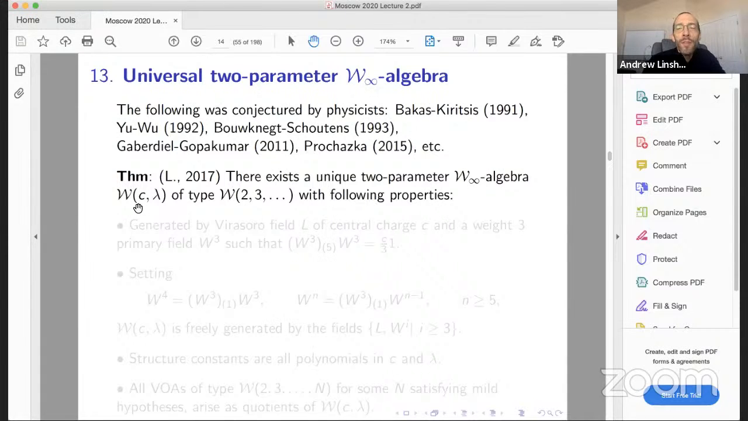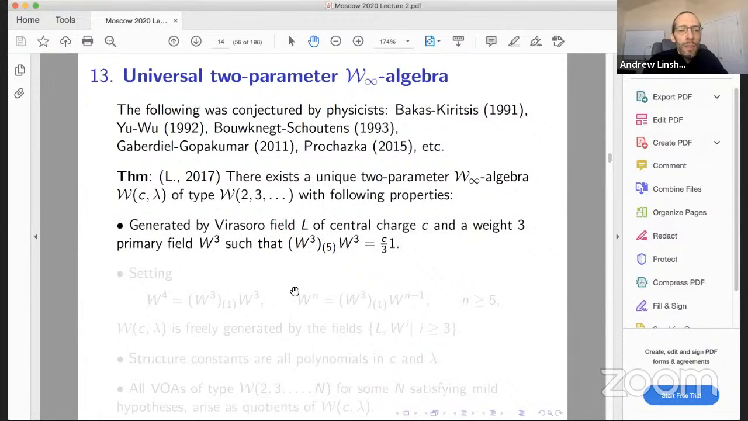My parameters are slightly different. There are some reasons why I chose my lambda parameter to be not quite the same as the one that is traditionally used. It's more suitable for working over polynomials and applying methods of commutative algebra. It's also more suitable for showing that the algebra exists than the original parametrization. So it's generated by a Virasoro field of central charge C, and also a weight 3 primary field, which is traditionally normalized so that its leading pole is C/3. This was done in some of the physics papers, so I chose to do it the same way.